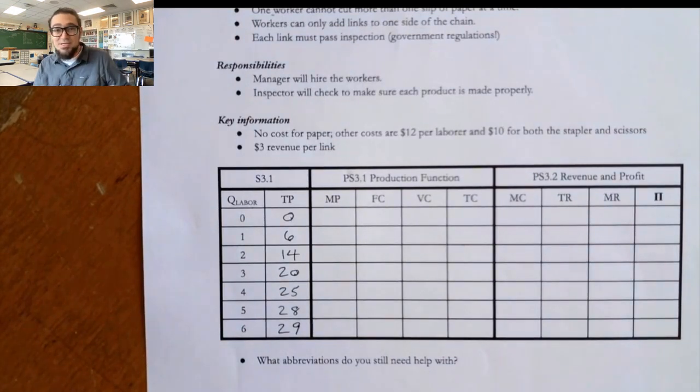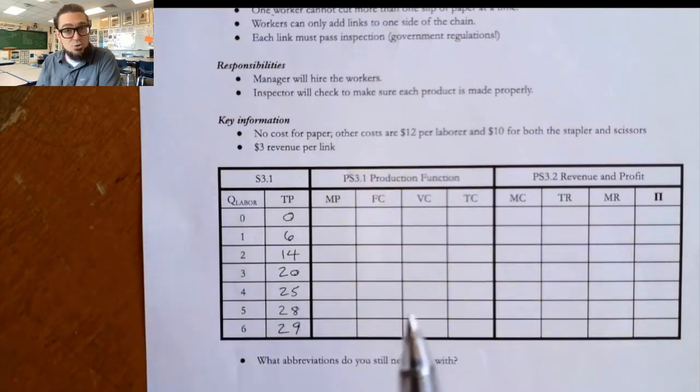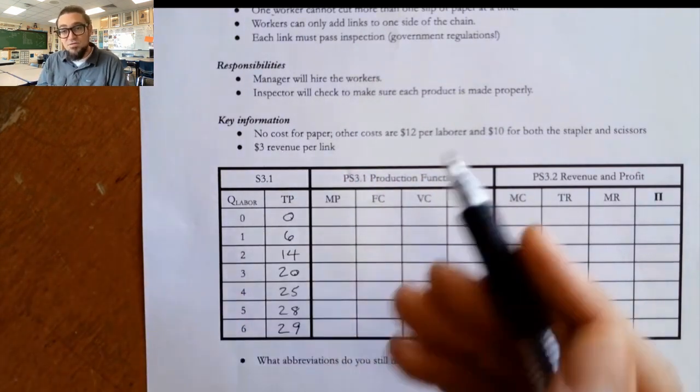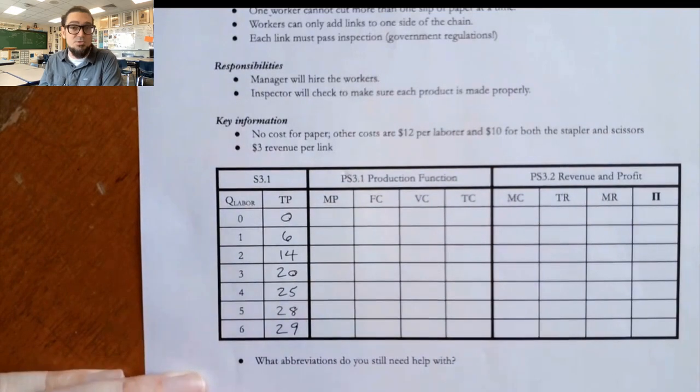And that's because, frankly, you keep adding workers, but you don't have enough scissors and staplers, so you're not really going to be able to continue to have that specialization. They're going to get diminishing additional returns whenever they hire an additional worker. And that's just because there's a fixed number of staplers and scissors involved.